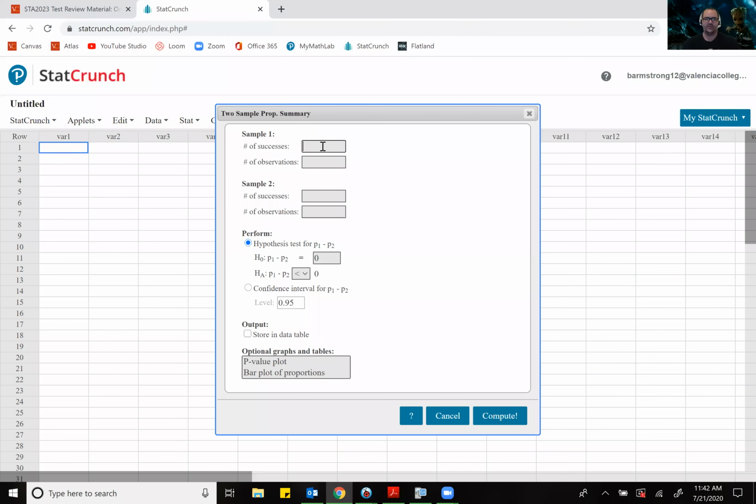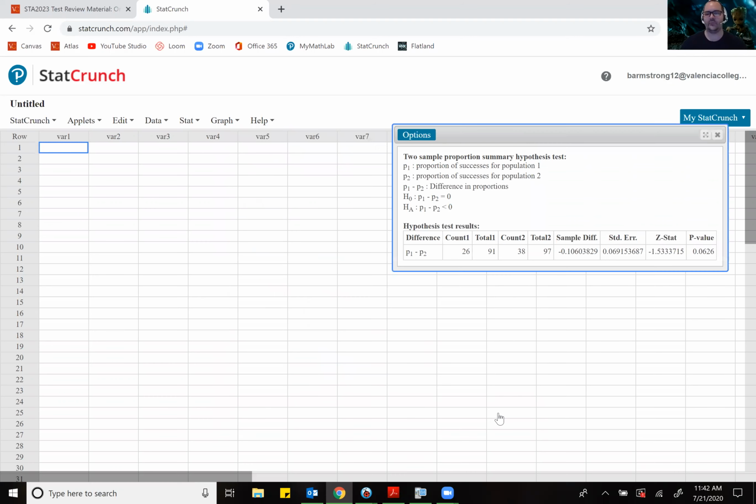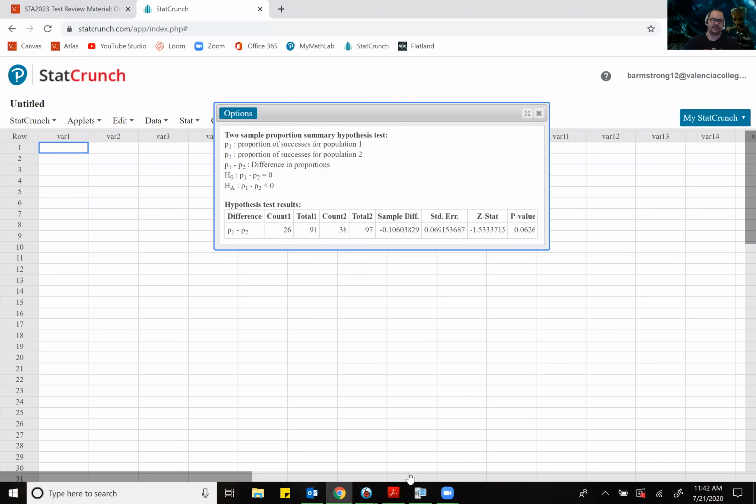So in sample 1, which is the treatment group, we had 26 out of 91. In sample 2, we had 38, which is the control, out of 97. Now that we've got all that information in, and we've got the correct settings here, because it is less than, all we got to do is hit compute. And there we go. Here's our Z-stat. Here's our p-value. And that's what they want us to be able to write down.